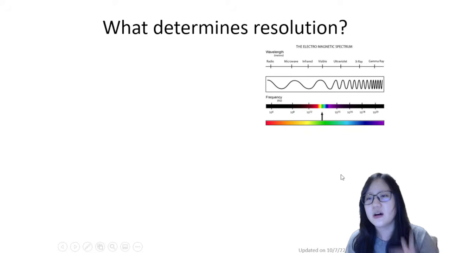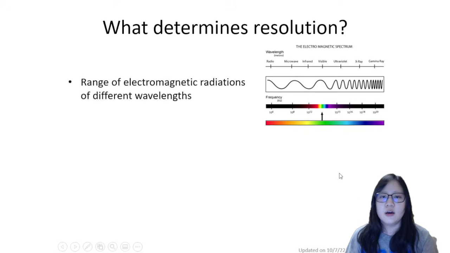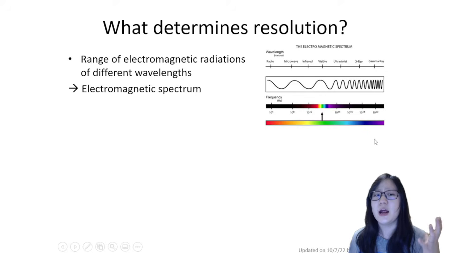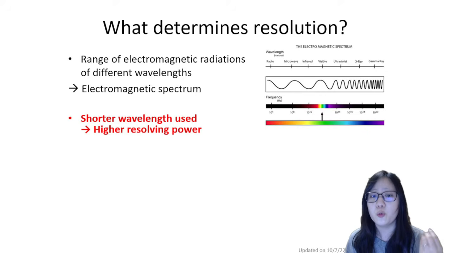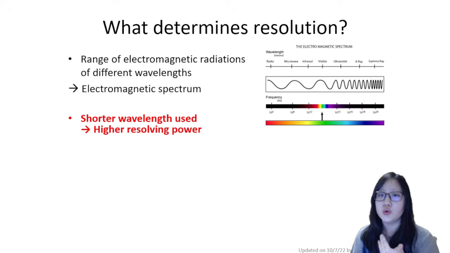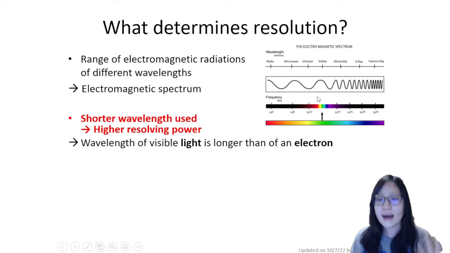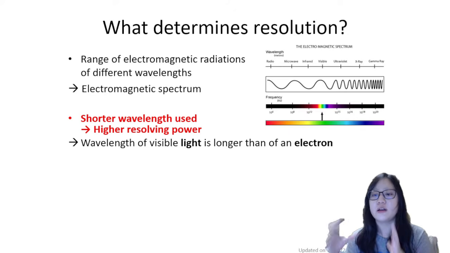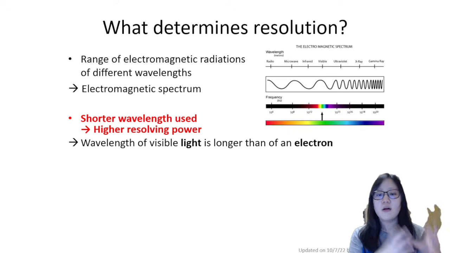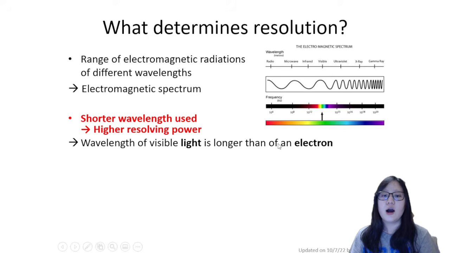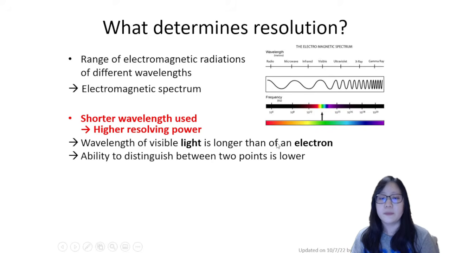Now, what determines resolution? And I kind of gave you a spoiler just now. Basically, it's the electromagnetic spectrum. It's what wavelength you choose to use in your microscope. The shorter wavelength used will give you a higher resolving power. Now, wavelength of visible light is longer than of an electron. And because the wavelength is longer, this would be a lower resolving power.